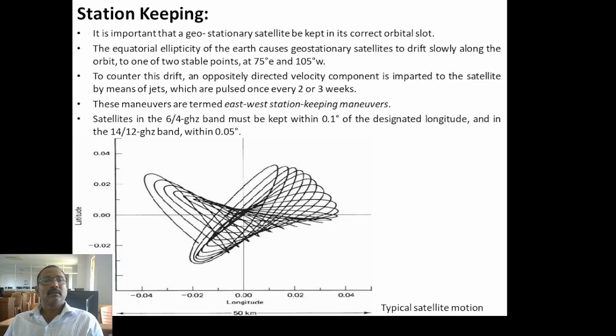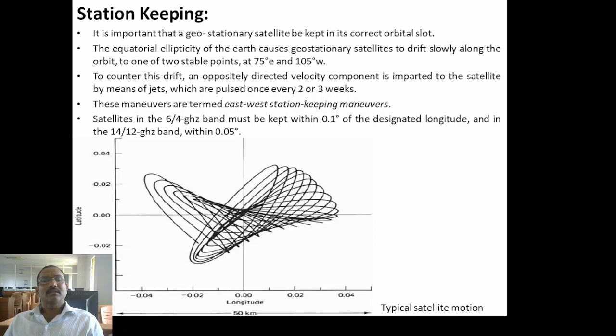The equatorial ellipticity of the Earth causes the geostationary satellites to drift slowly along the orbit to these stable points, at 75 degrees east and 105 degrees west. So these are the two stable points. With these stable points, you have to move the satellites back to the correct orbital slots.